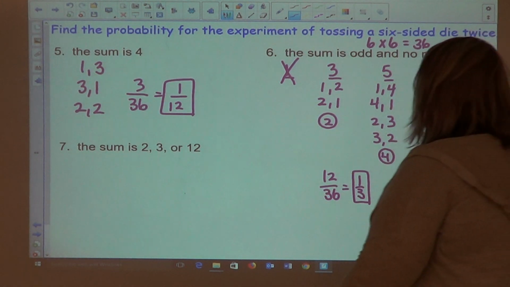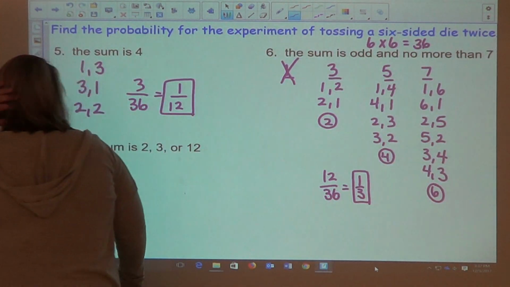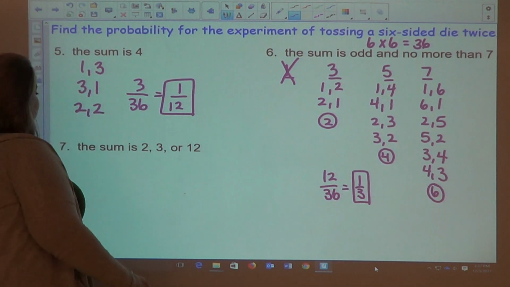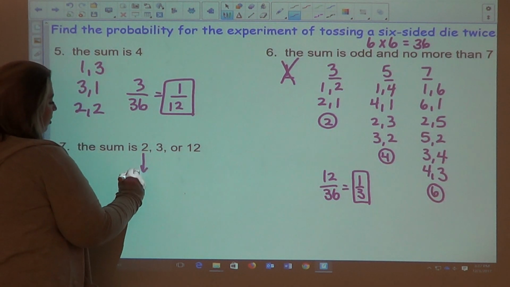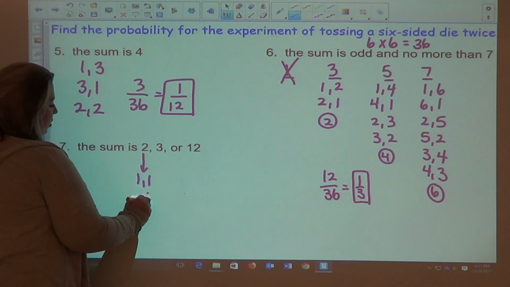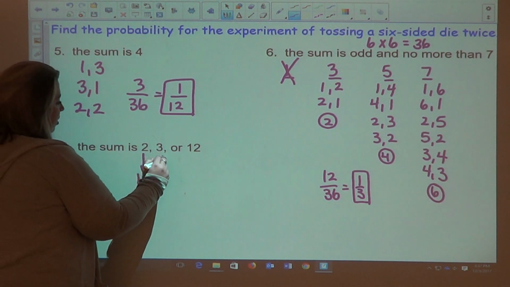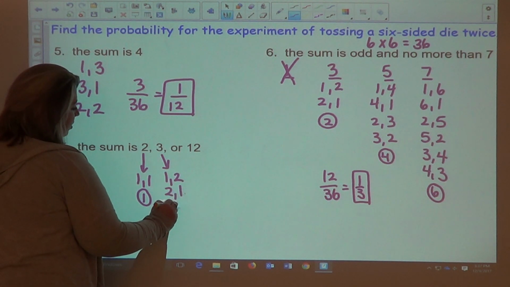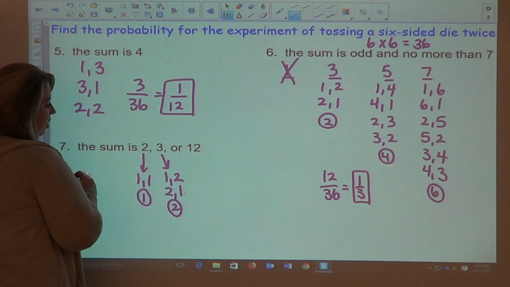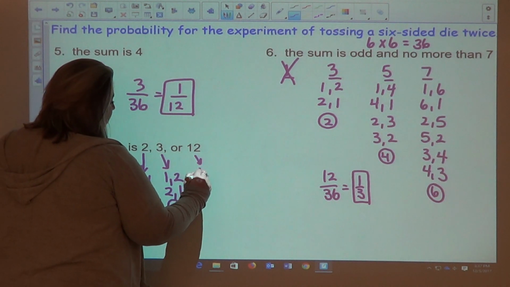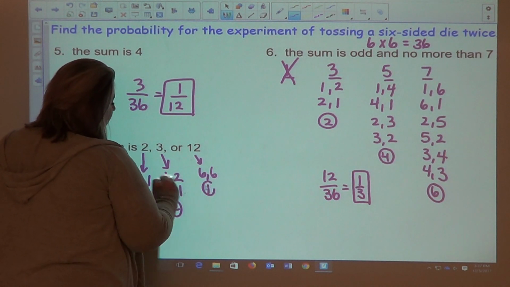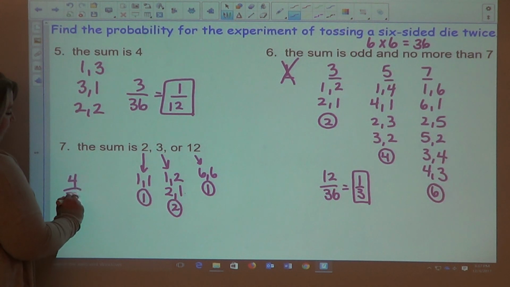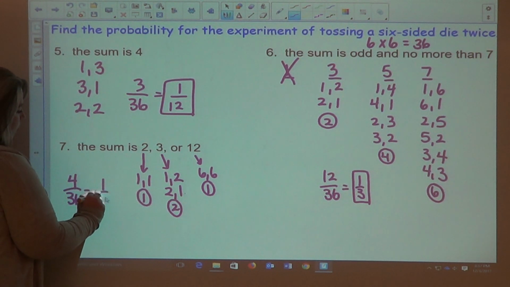Okay, last one. The sum is 2, 3, or 12. So we're going to find all the possibilities for each one of them and then add them together. So to get 2, well, the only possibility I have is 1 and 1. So there's only one opportunity here. To get 3, I could roll 1 and a 2 or a 2 and a 1. There's 2 there. And to get 12, my only possibility is 6 and 6, so that's one option. So this would be 4 out of 36, which would be 1/9.